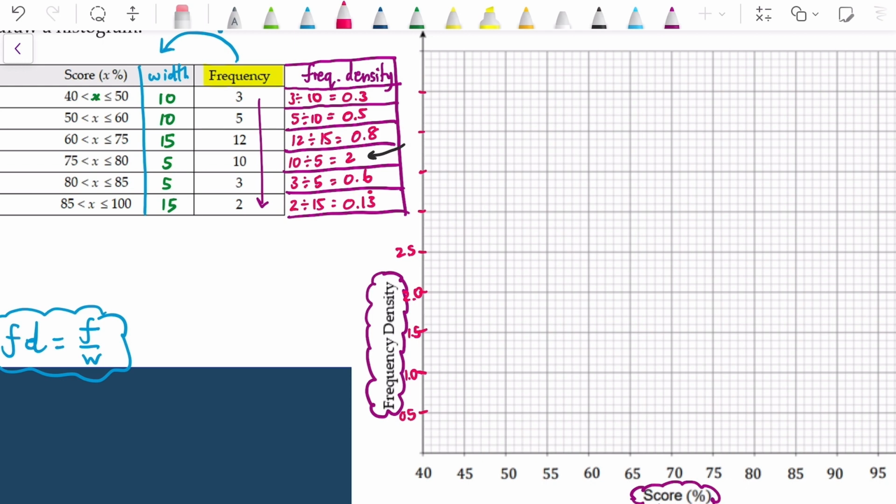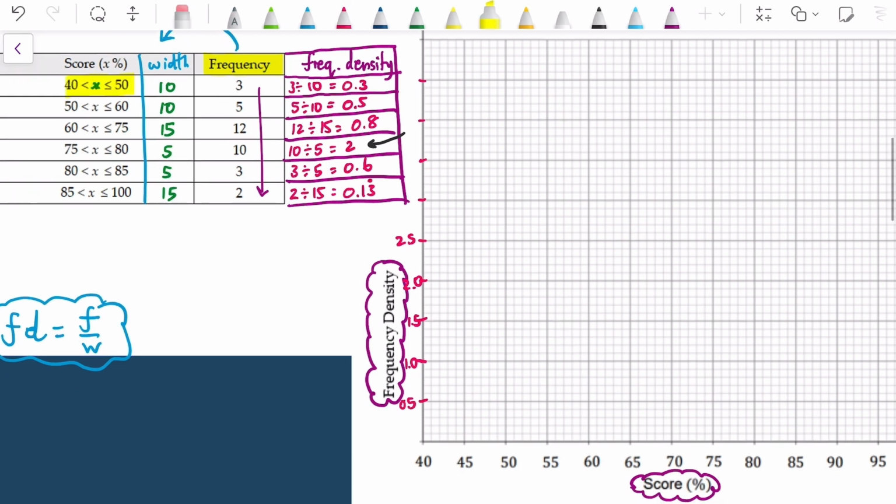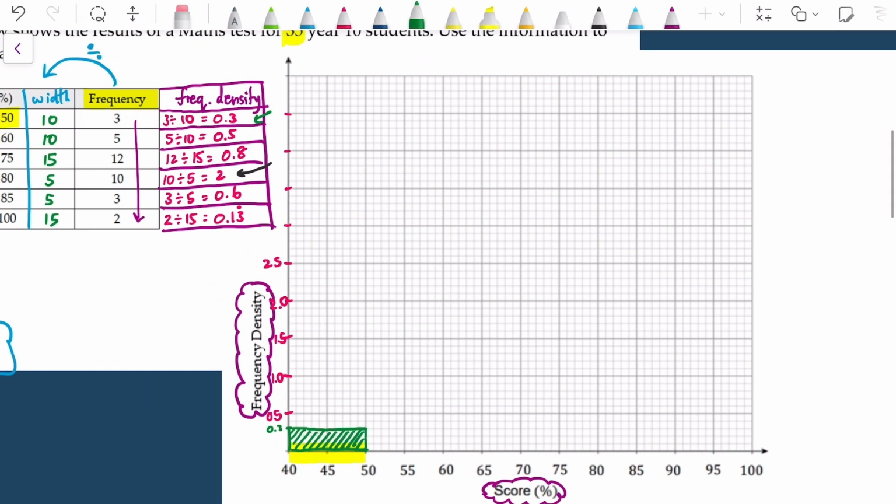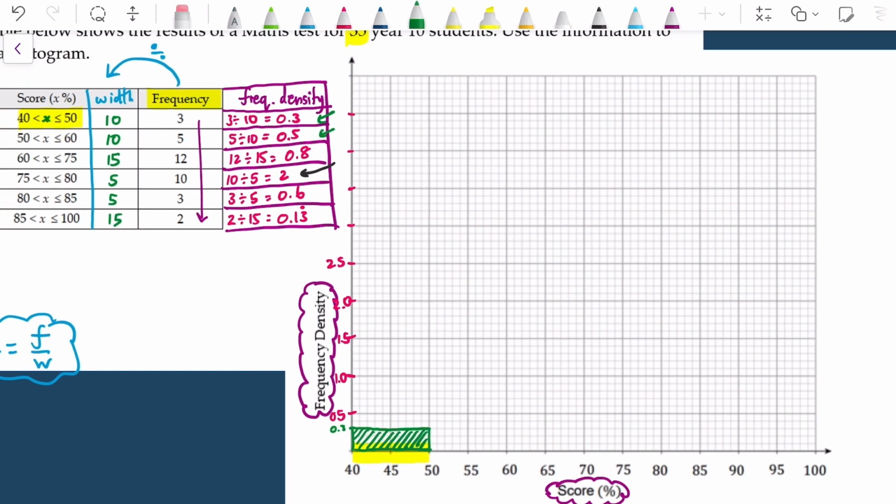Okay, so let's go and draw the first bar. So I notice here that 40 to 50, that's going to be in between there, 40 to 50, and it goes up to 0.3. So I'm going to zoom in. That goes up to 0.3. So 40 to 50, that is going to be my first bar, up to 0.3.